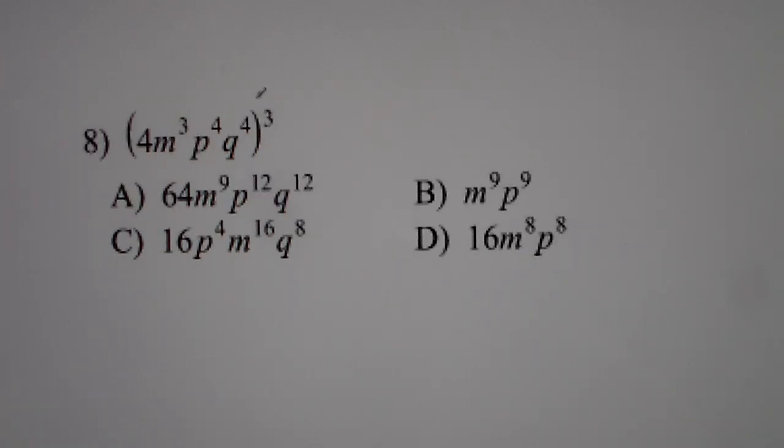Look at number 8. We multiply it all out. 4 to the 3rd power. Well, that's 4 times 4 times 4. I'm going to put that in our calculator, which is going to get us 64.